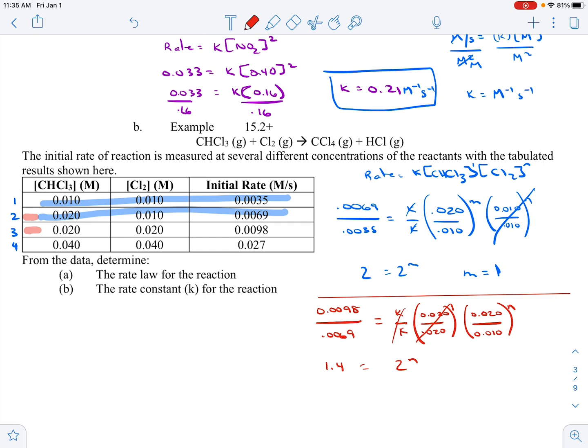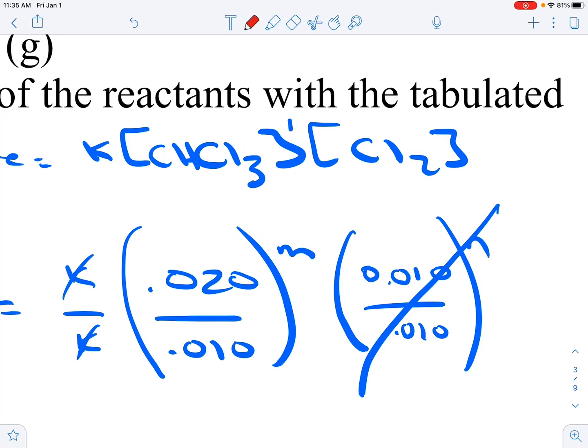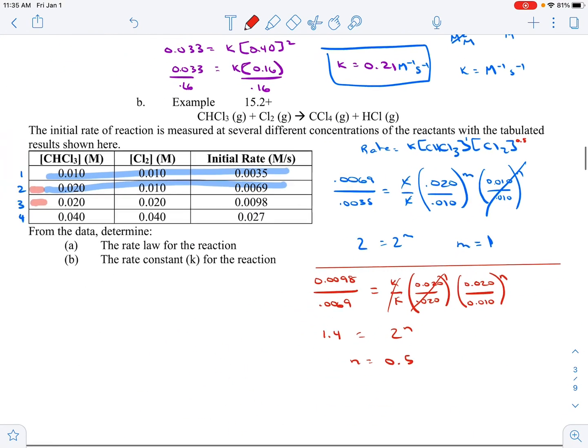How are we going to figure that out? Or maybe you guys have already figured that out. 2 to the what? If we take that, we should get n equal to 0.5. So remember, I said that not always would we get what we thought we were going to get, like 0, 1, and 2. Our numbers are not always super nice, but we do get n equal to 0.5 here.